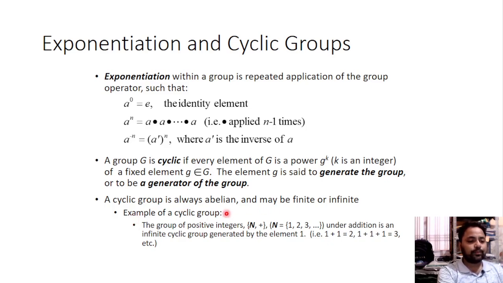Example of a cyclic group: here you can see the example, the group of positive integers N under plus. Here N is for the natural numbers, and here N equals 1, 2, 3, and so on, under addition, is an infinite cyclic group generated by the element 1, that is 1 plus 1 equals 2, 1 plus 1 plus 1 equals 3, and so on.